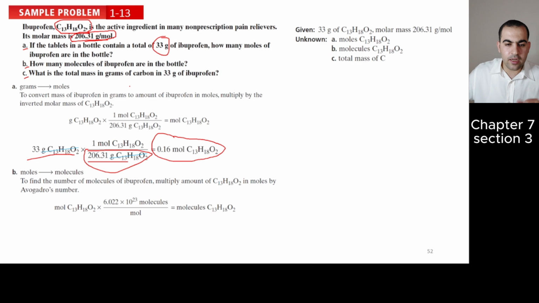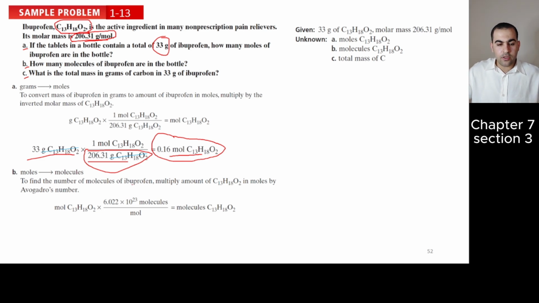That's easy. Second question, how many molecules of ibuprofen are in the bottle? Here, in the bottle, we have 33 grams. 33 grams equals 0.16 mole. That 33 grams in the bottle equals 0.16 moles. Now that's for number of molecules in 33 grams, or we can say in 0.16 mole. We have 0.16 mole in the bottle. How many molecules of ibuprofen are in the bottle?